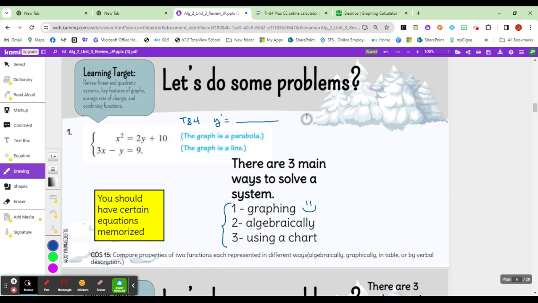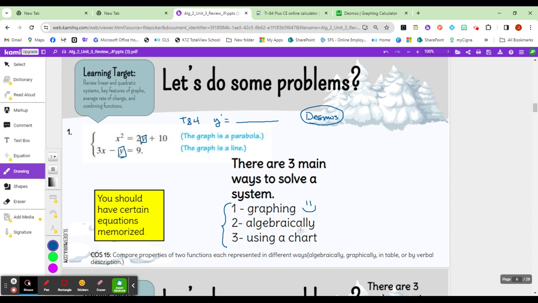If you put it into Desmos, you do not have to solve the equation for y. So neither one of these two equations are solved for y. So if you were going to use Desmos, you would have to solve them for y. If you were going to use your TI-84, you would have to solve each one of these for y before you could type it in the calculator. Desmos doesn't care how you put it in. You can do x squared equals 2y plus 10, and it'll still give you the same graph. So Desmos is a little bit easier in that sense.